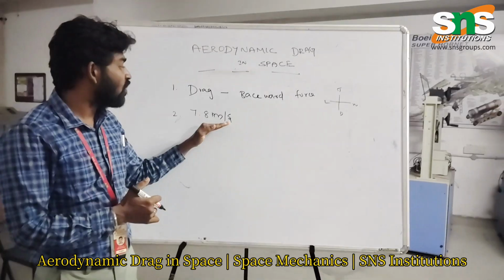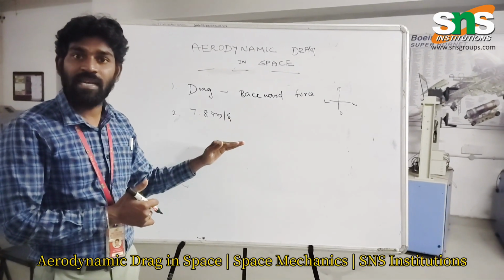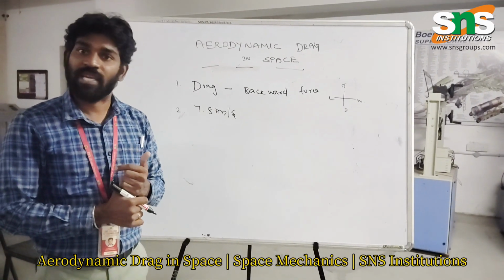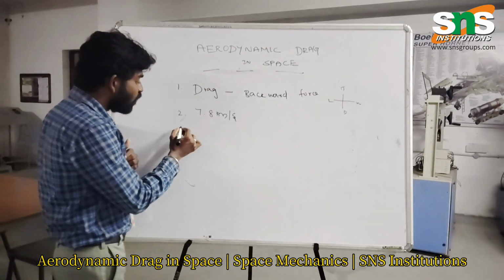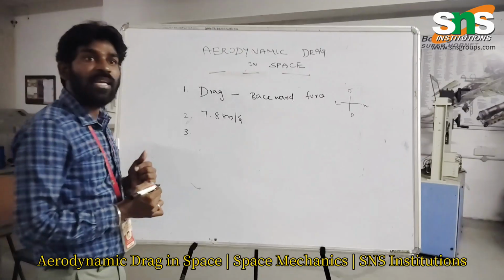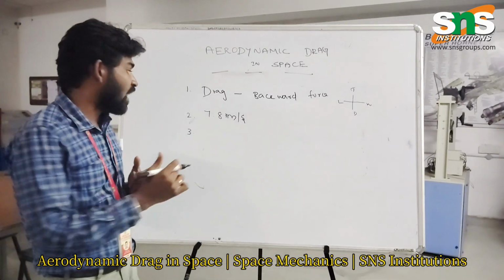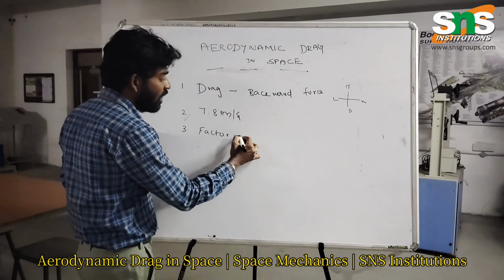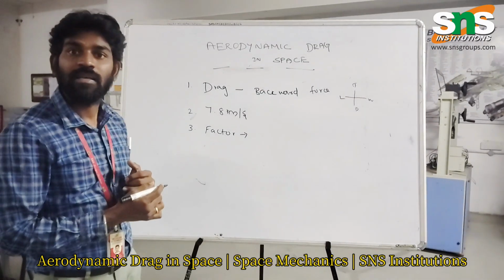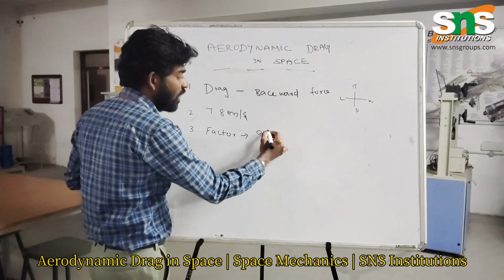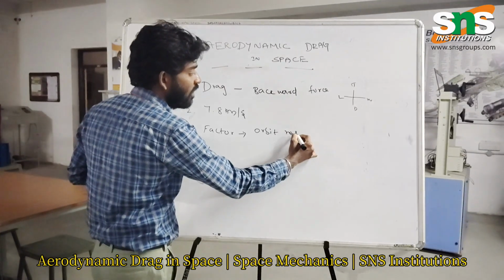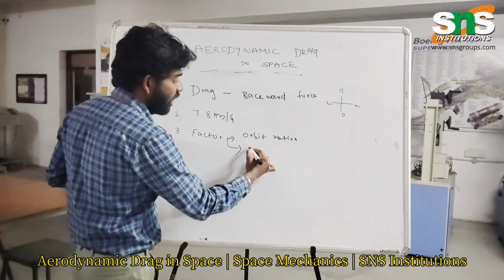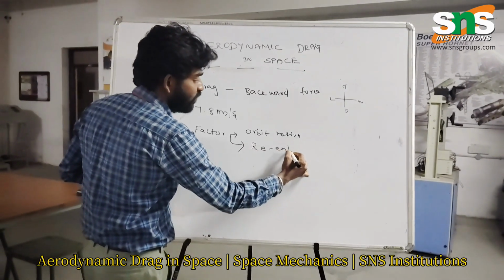At that particular velocity of 7.8 kilometers per second, drag will be produced on the space vehicle. This produced drag can affect factors such as the orbit region, and that will lead to the re-entry of the object.